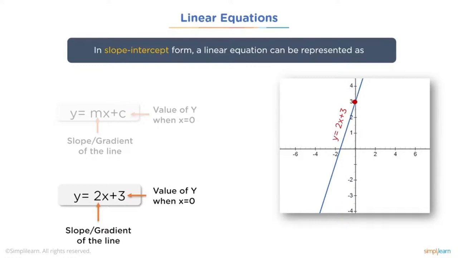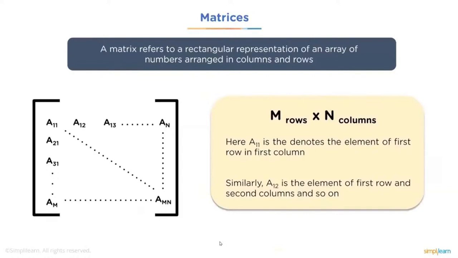So, matrices. A matrix refers to a rectangular representation of an array of numbers arranged in columns and rows. So we're talking m rows by n columns. Here, A11 denotes the element of the first row in the first column. Similarly, A12, and it's really pronounced A11 in this particular setup.